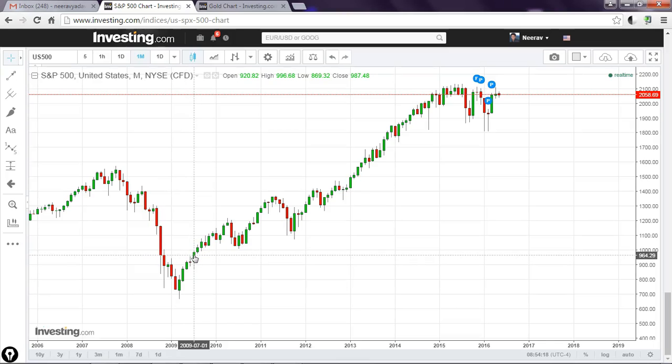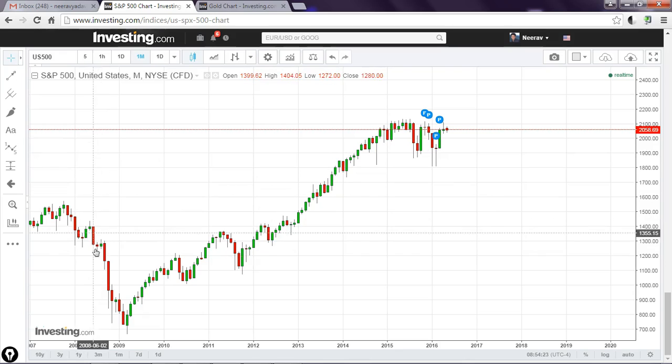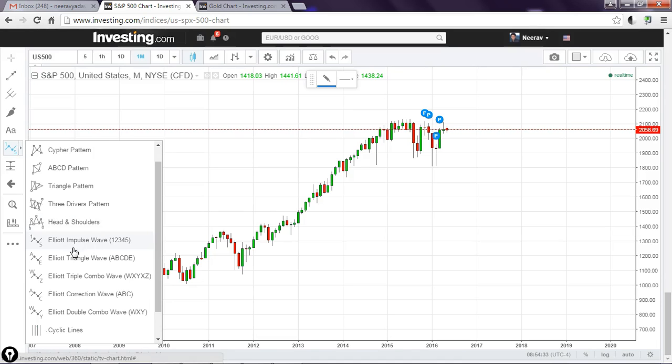So as per our previous discussion, I am going to mark this 5-wave progression of the S&P 500 chart as 1, 2, 3, 4, 5 using this Elliott Wave tool. Just select from the left hand side this arrow and scroll down. You will see this Elliott Impulse Wave tool.